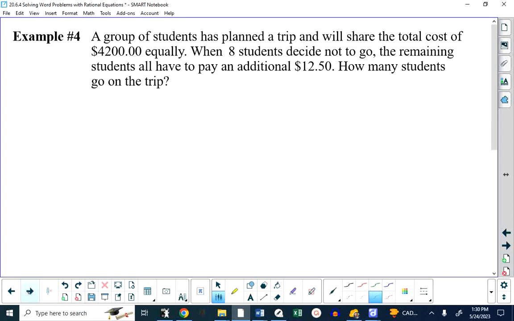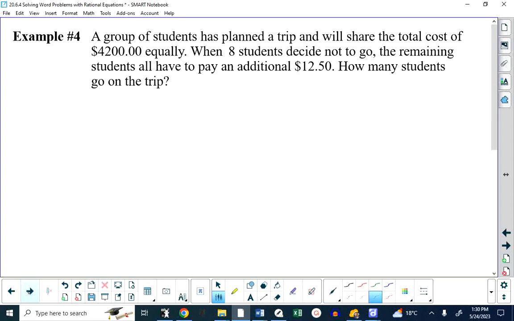And imagine that all of these people decided, you know what, they weren't going to go. What are these people going to feel? Well, they're going to feel the pinch because their price is going to go up. If all of a sudden I go from 33 people down to 20 people, then instead of paying $127 and something, you're going to end up paying $210 per person. So that's what's going on here.